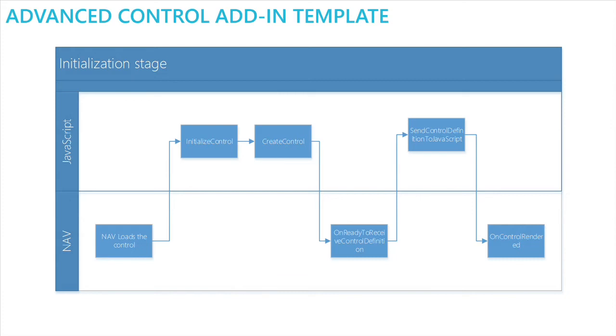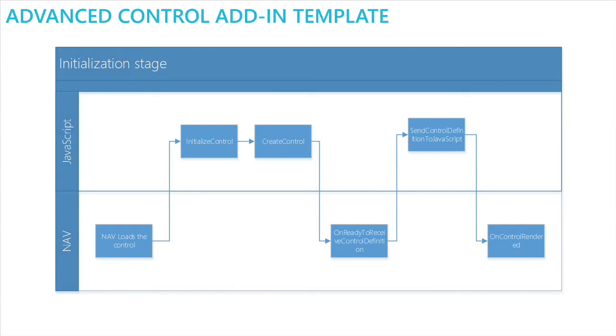So when NAV loads the control, it will call the initialize control method in the framework. Then this initialize control will call another method called create control. It's an internal JavaScript thing only. So essentially you override this create control by supplying your HTML code there. And that HTML code can come from NAV if you want.